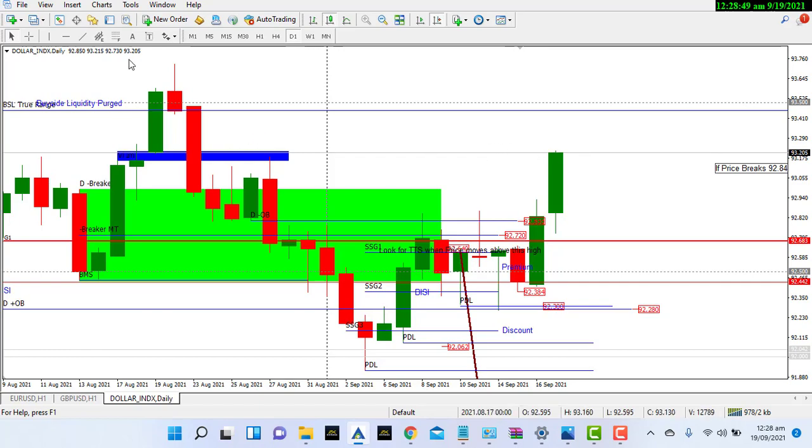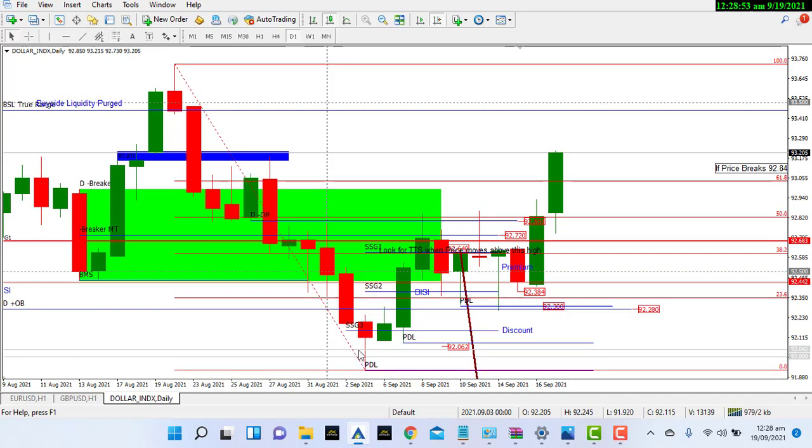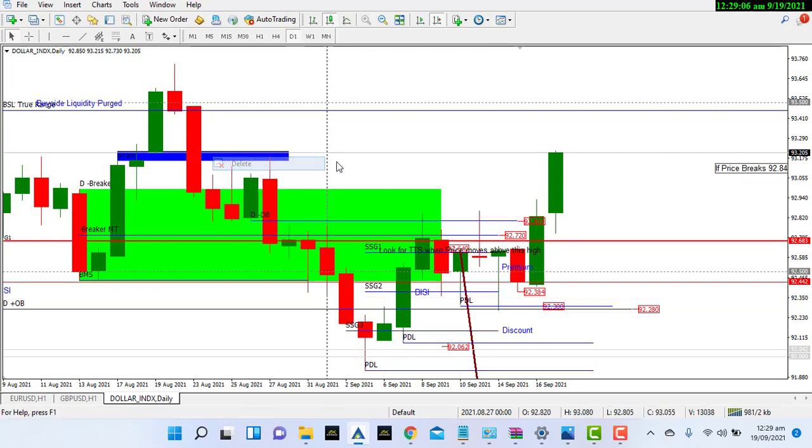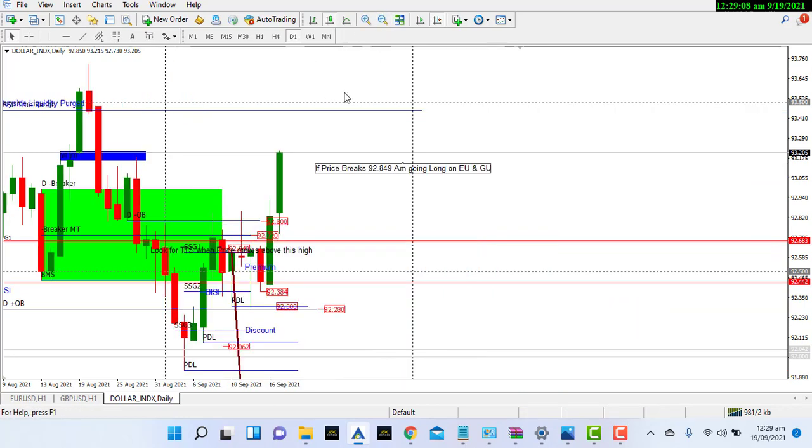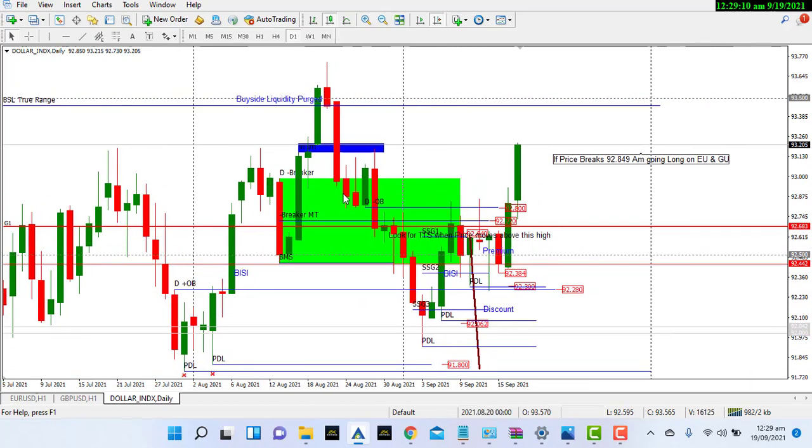And taking the range as well, we have our 50% up here. Okay, so within this side we are actually in the premium market. So if you have other confluence factors, it's better to look for shorts, in my opinion.